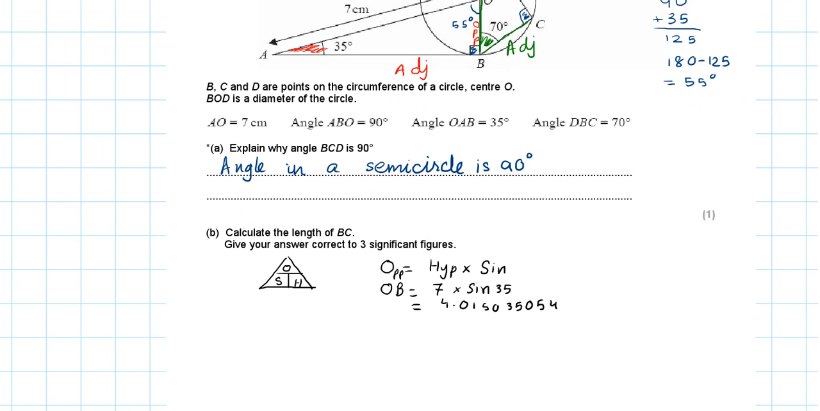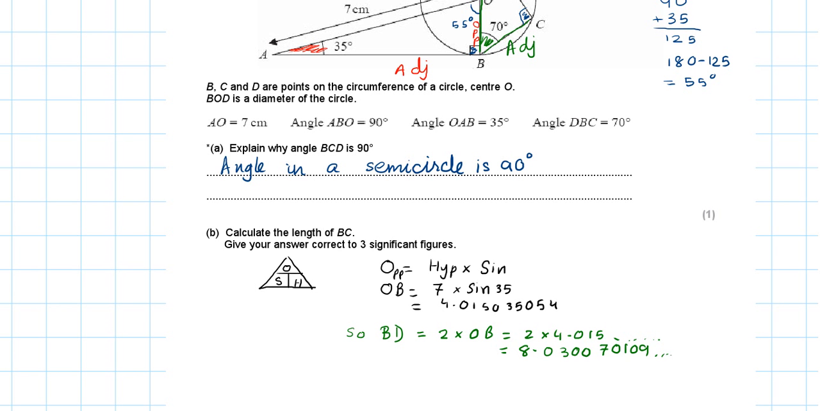So BD is equal to 2 times OB, which is 2 times this number. I'll just write it as 4.015 dot dot dot, multiply by 2. This gives me 8.030070109, and it carries on.